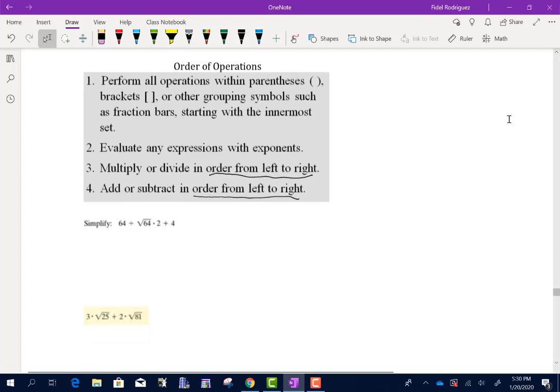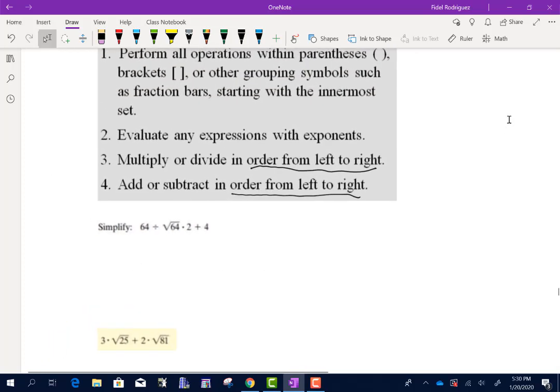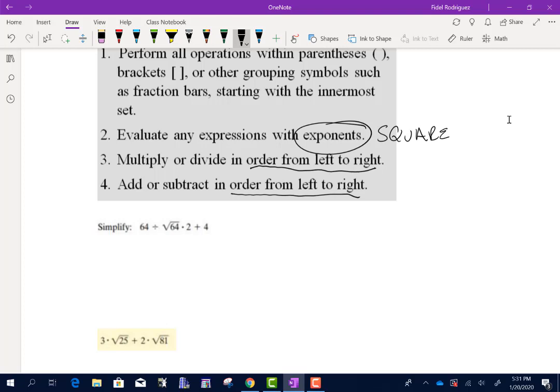Okay, so let's take a look at the first problem that we have here. I'm going to zoom in just a little bit. The first thing I want you to notice is that in this first problem, we do not have any parentheses. So I'm going to go directly to step number 2, and we're going to deal with anything that has an exponent. Now, the one thing I want to mention is that square root symbols, we're going to think of those as exponents. So exponents or square roots.